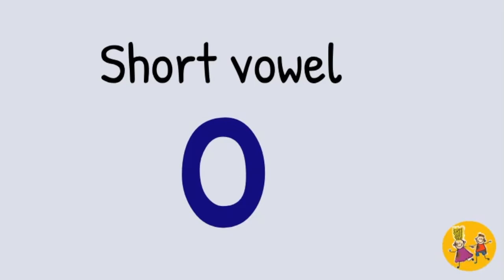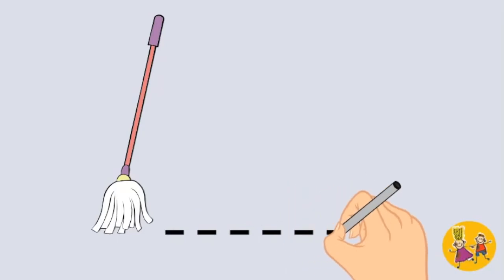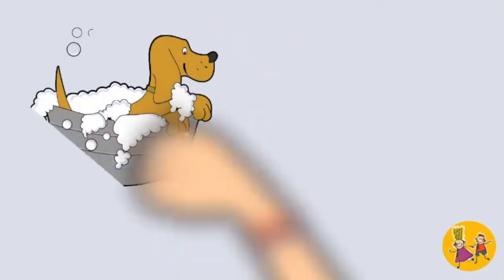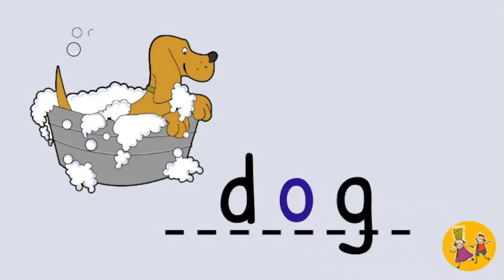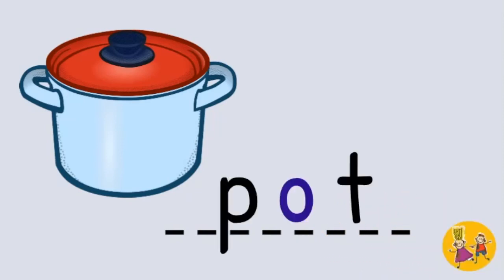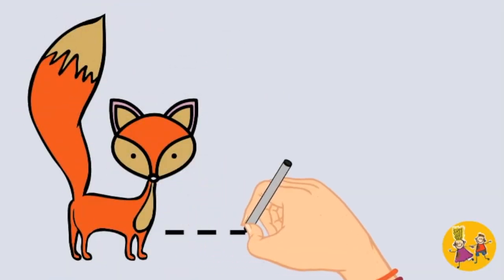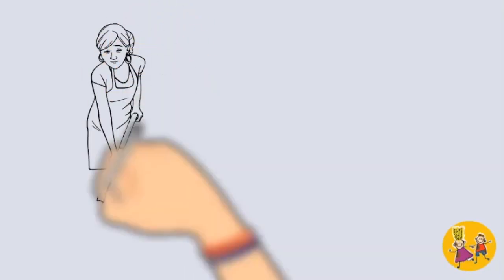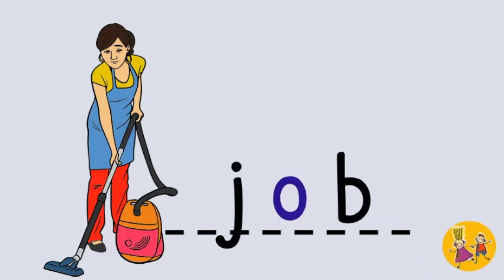Let's look at the short vowel O. Let's look at a few examples. Mop. Repeat after me. Mop. Dog. Pot. Fox. Job.